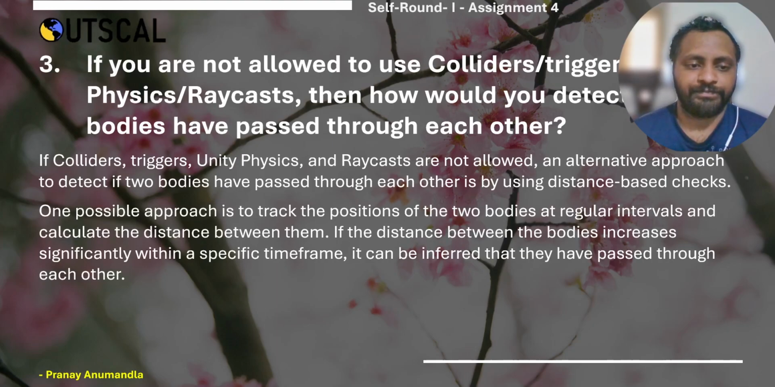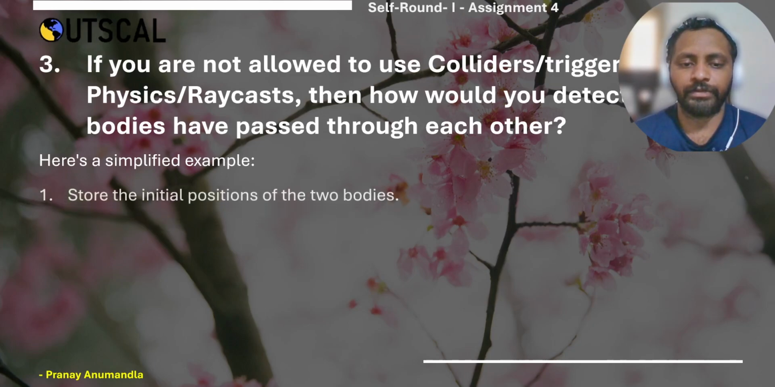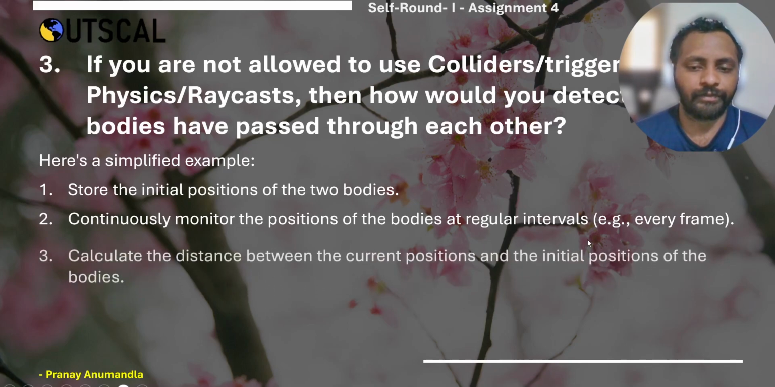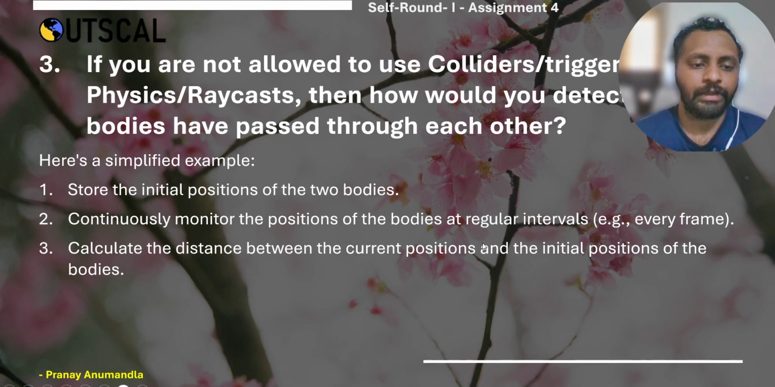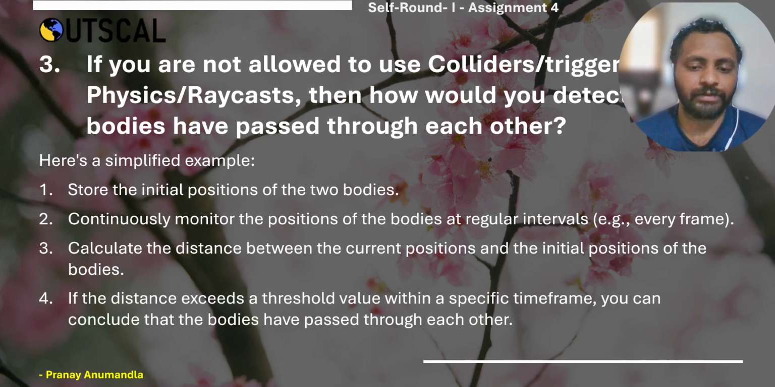Distance based check. We have to check the distance traveled by each object. Store the initial position of the two bodies, and remember the position of the bodies at regular intervals, every frame or every time interval. Calculate the distance between the current position and initial position of the body. If the distance exceeds a threshold value within a specific time frame, you can conclude that the bodies have passed by each other. That's it. Simple.